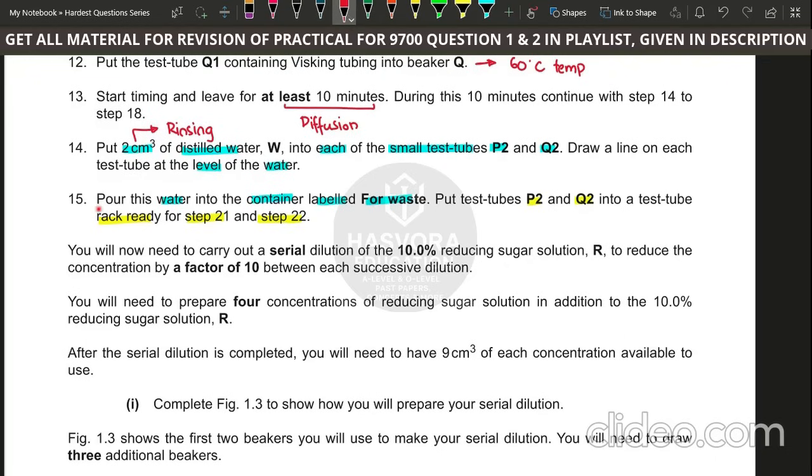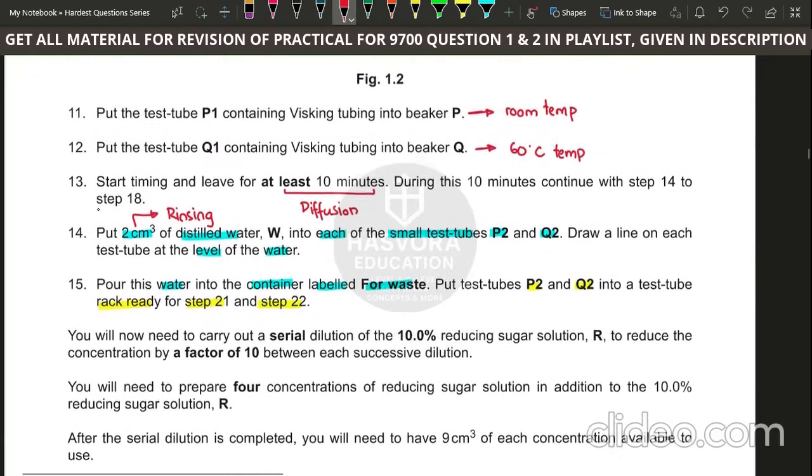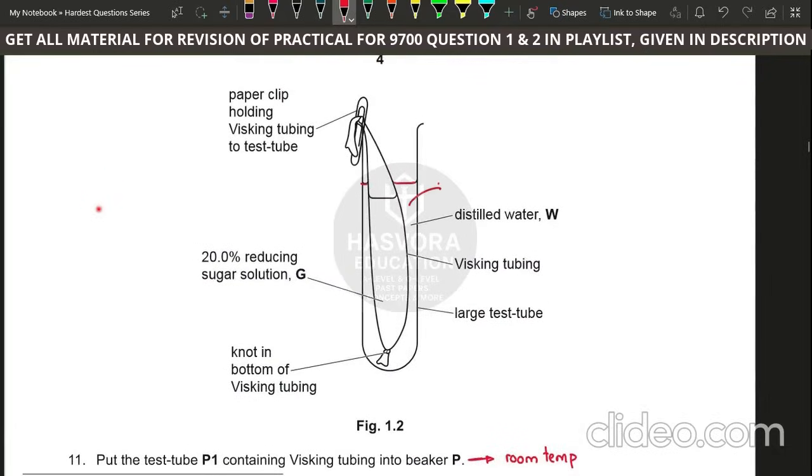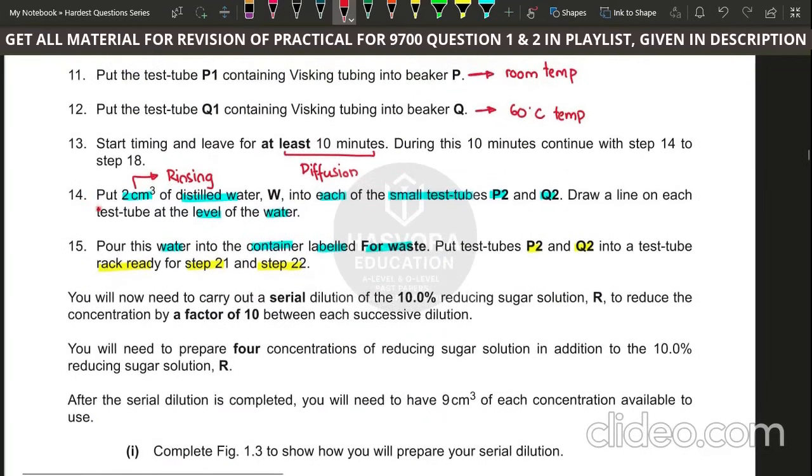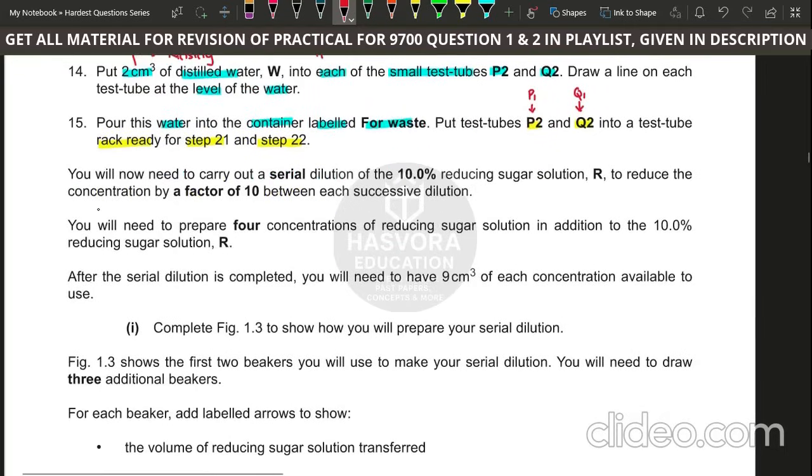Once the diffusion is complete, this outside solution will have some reducing sugar solution, because the diffusion would have occurred. So you will be moving the external solution of the P1 into the P2, and the external solution of the Q1 into Q2. So this is the purpose for which these two other test tubes are used. That one will actually have the whisking tube, and this one will be used to test at the end, not right now.